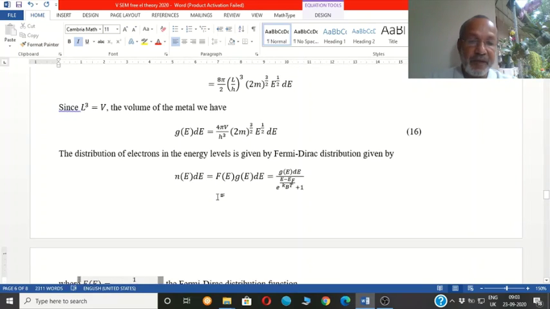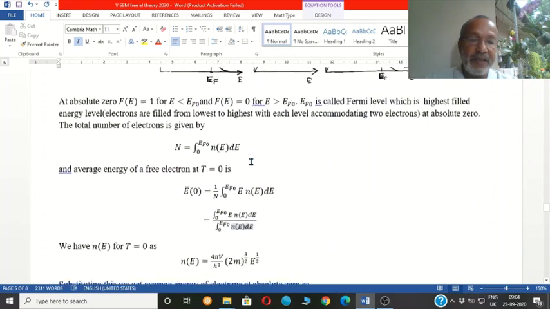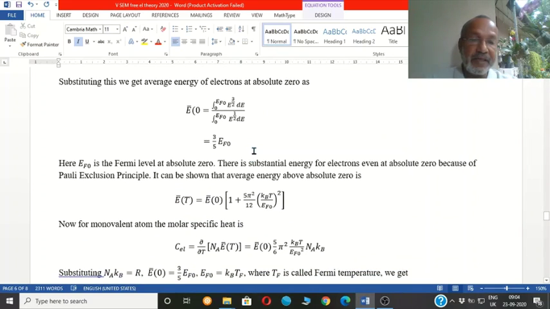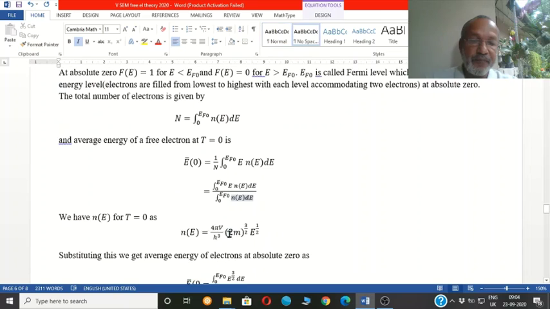So you have to multiply 1 by Ge, and Ge is actually, again if you cancel dE on both sides, 4 pi V by h cube into 2m raised to 3 by 2 into E raised to half. So that is multiplied by 1, and you will get the same expression. So that Ge or Ne is written here: 4 pi V by h cube, 2m raised to 3 by 2, E raised to half.